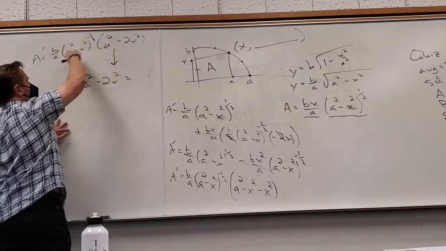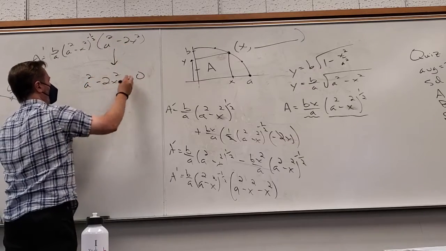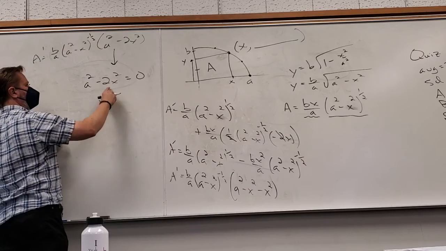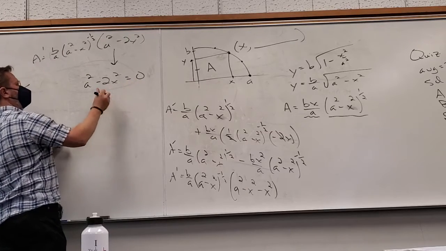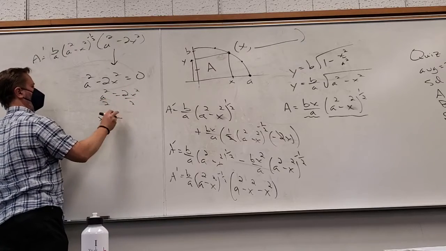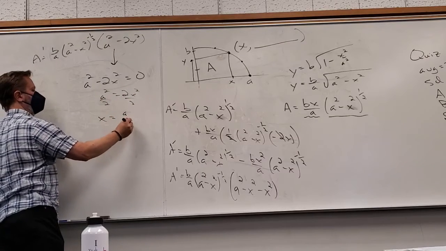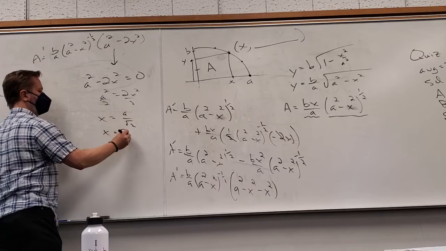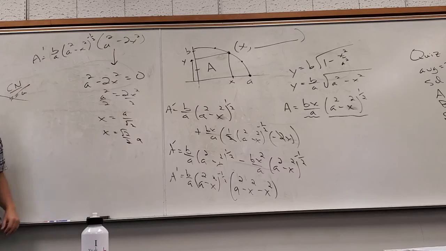The other critical number is when this is 0. So if this is 0, what would x be? Square root, so you get a over square root of 2. So you get root 2 over 2 times a.